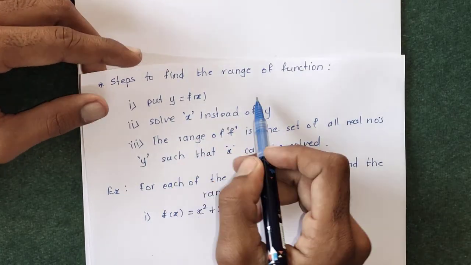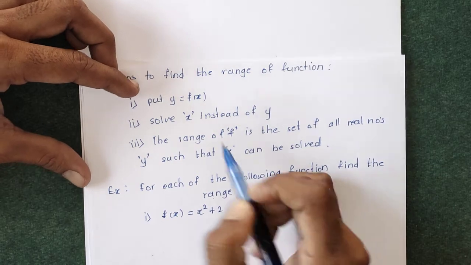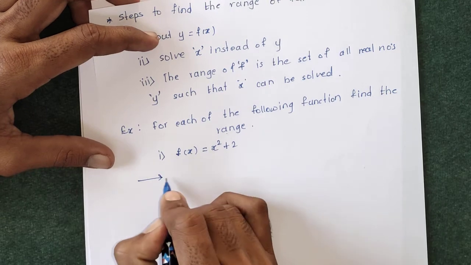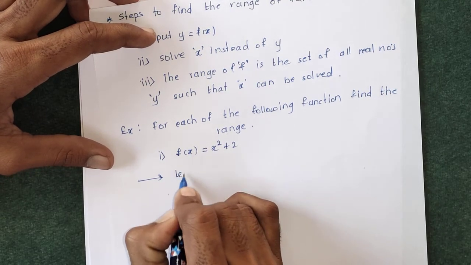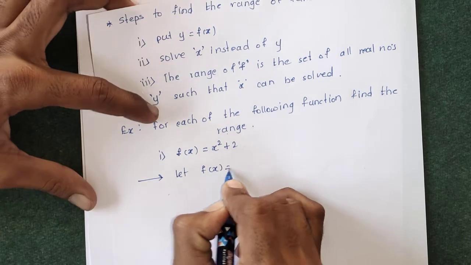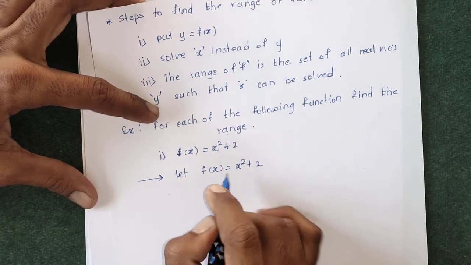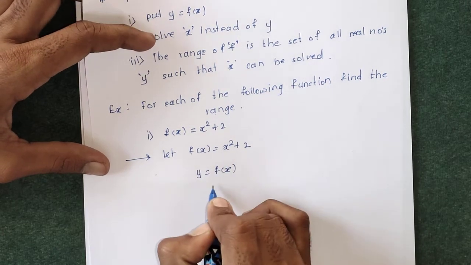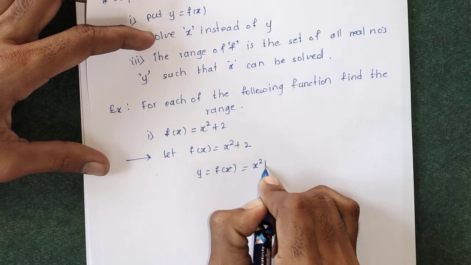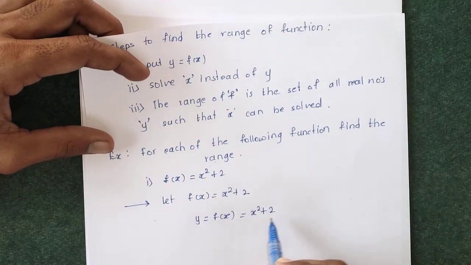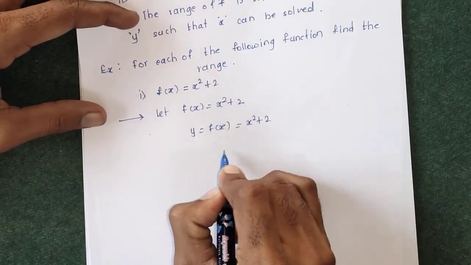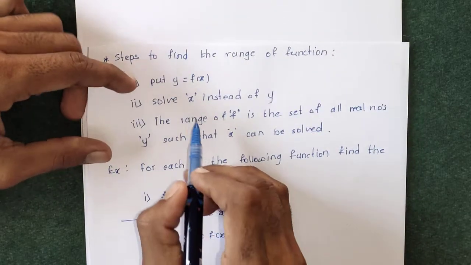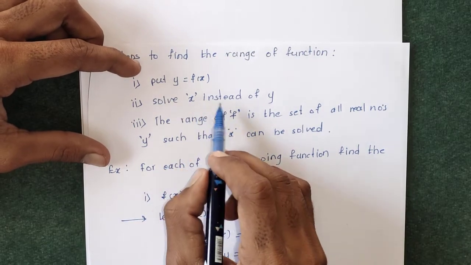Using these three steps we can find the range of the given function. The first step is to put y equals f of x. Here f of x equals x square plus 2, so we put y equals x square plus 2. Now, the second step is we have to solve for x instead of y.